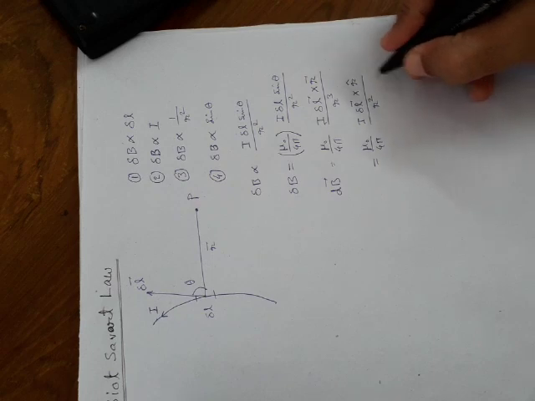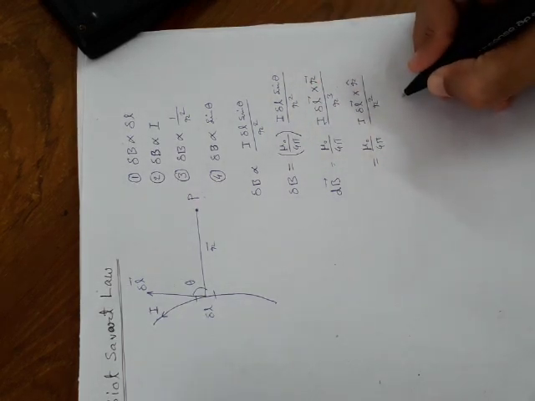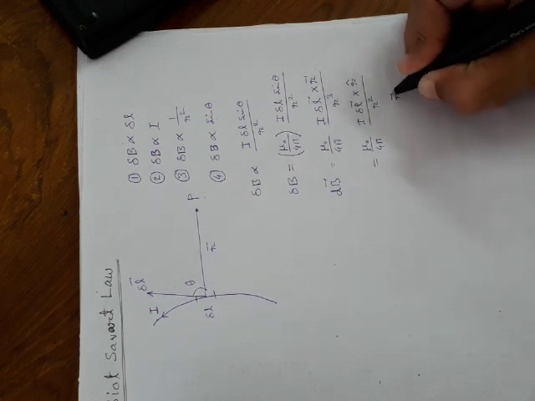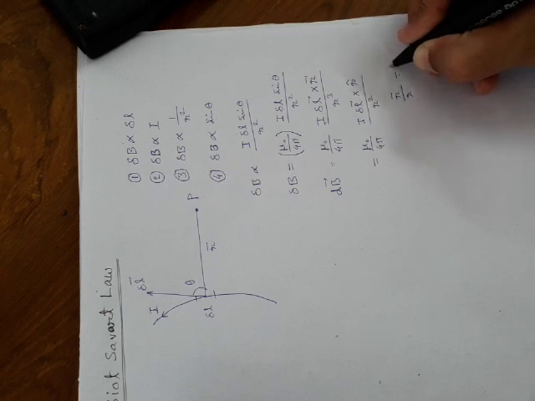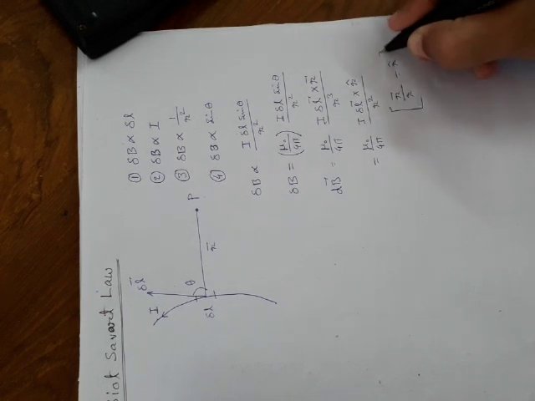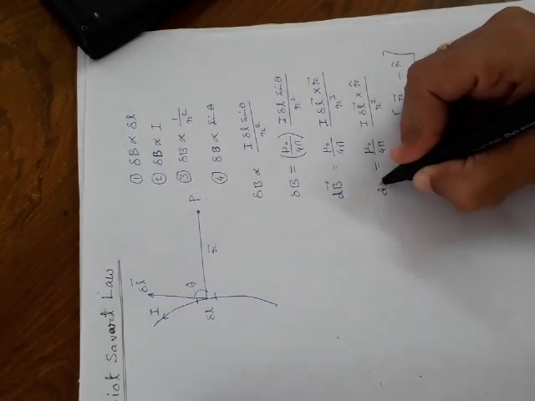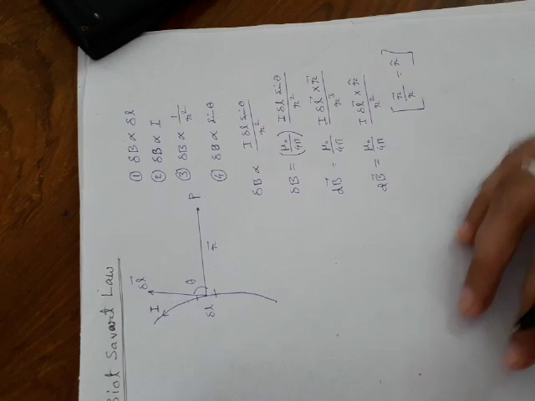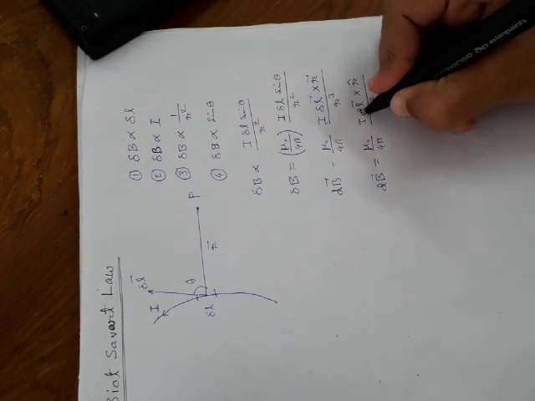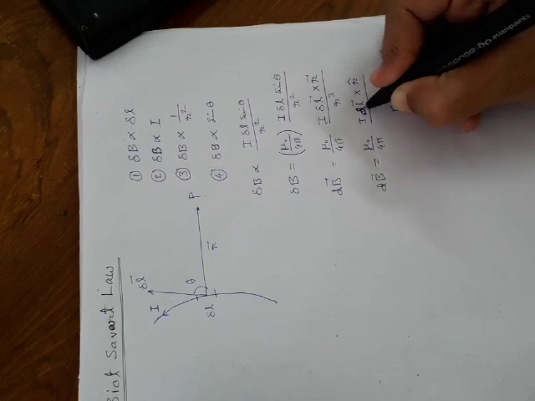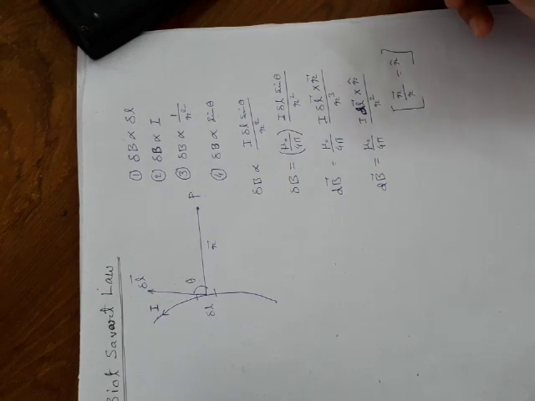Actually from this equation we can write vector r by modulus of vector r is equal to unit vector r, and we have replaced this here. So dB is equal to mu 0 by 4 pi I, this is actually dl in differential form, I dl cross r by r square.